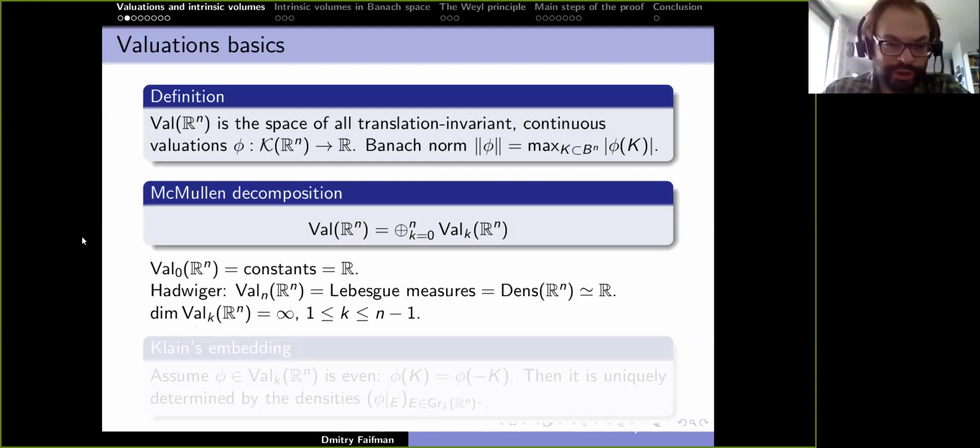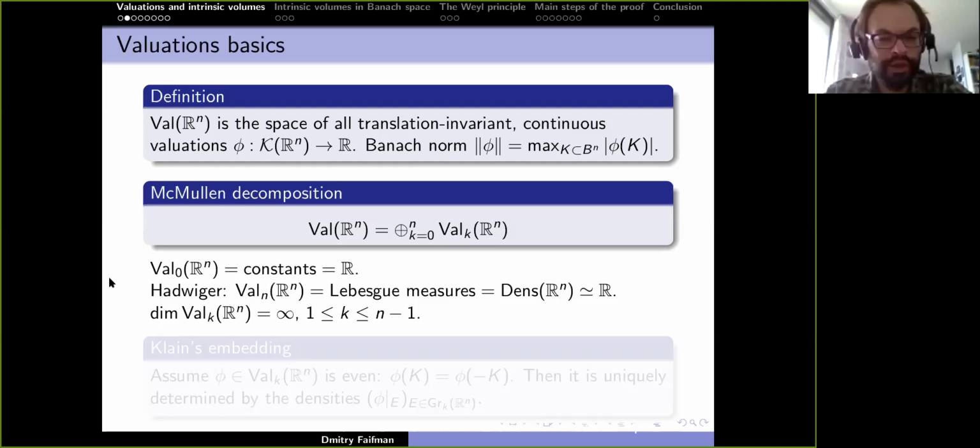So an example would be the kth intrinsic volume. Okay. That would be the first example. Another maybe simpler example, though less natural, is project your body to a k-dimensional plane and take the volume. Okay. That's a k-homogeneous valuation.